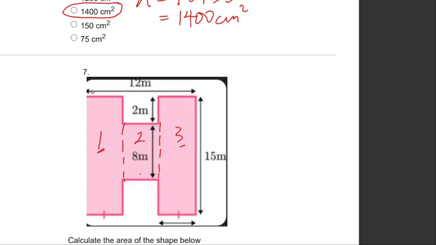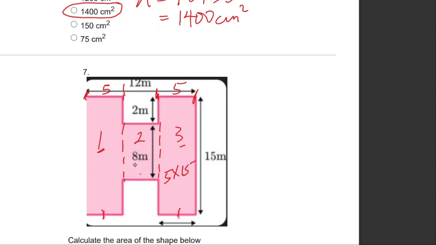Now, you notice that from here to this place is 12. Then from here to this place is 2. So when you remove 2 from 12, you get 10. And mind you, this side is equal to this side. That means that 10 will be divided by 2. That will give us what? 5, 5. Alright? So in that case, the dimension of this one will then be 5 times 15.